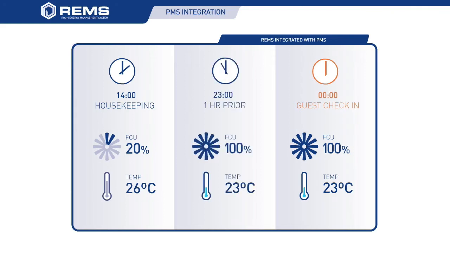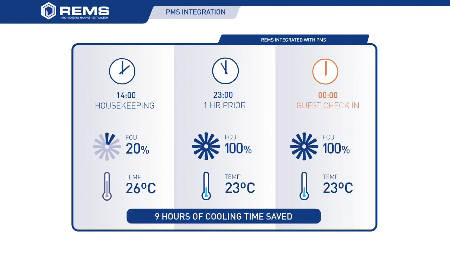During the hour prior to the guest's arrival, REMS will control the FCU motor to deliver either the room temperature required by the guest or the optimal comfort setting as required by the management, and will initiate the ambient light settings as soon as the door is opened by the guest. This will effectively save the hotel 9 hours of cooling in this one instance.